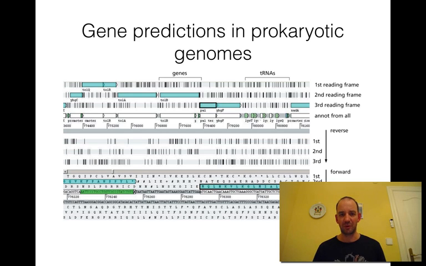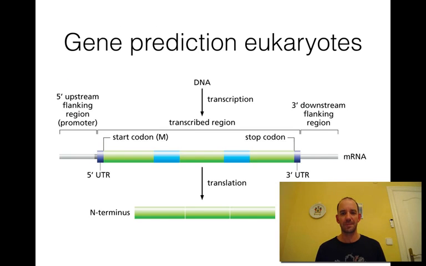Here, in prokaryotic genomes, you see that the genes are often quite dense. There are very short areas between the genes, and they can go in both directions. And this is the result in the eukaryote.